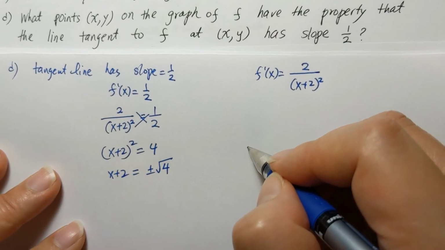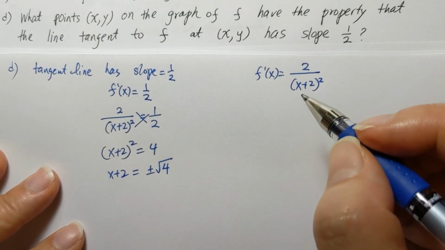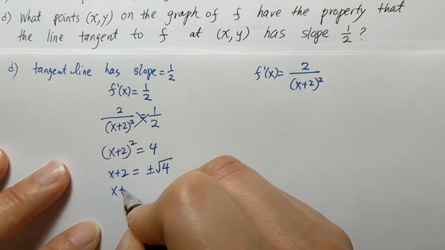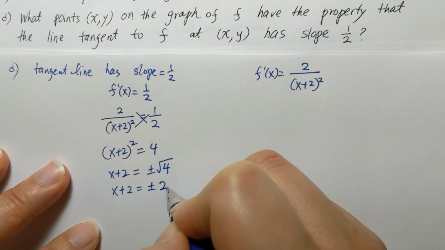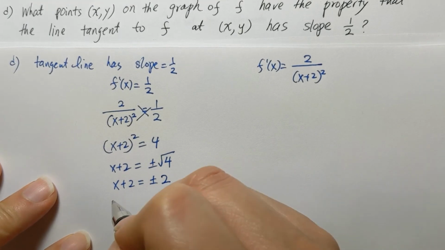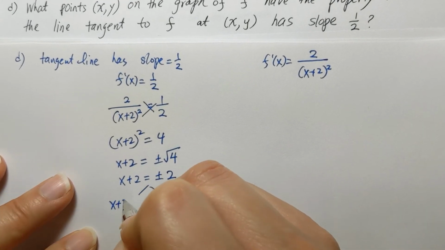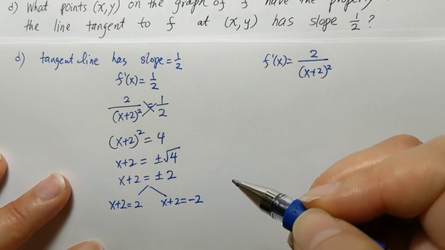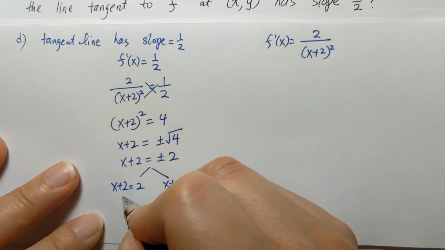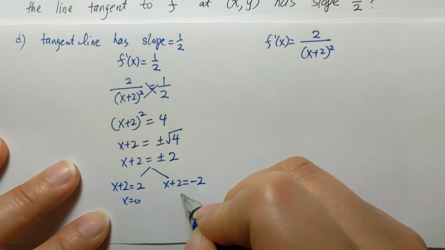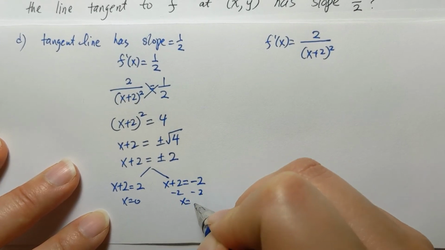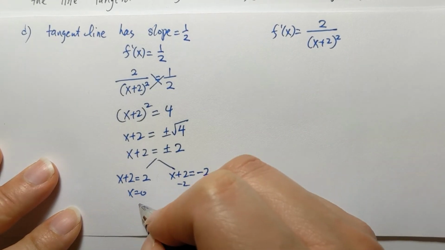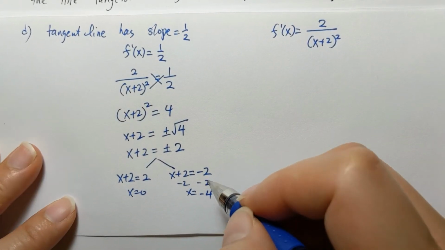You're going to find out 2 and negative 2. So we get x plus 2 equal to plus or minus 2. So x plus 2 equals 2, and x plus 2 equals negative 2. So you get x equal to 0. You minus 2, you get x equal to negative 4. So we found the x values. Just have to find the y values.